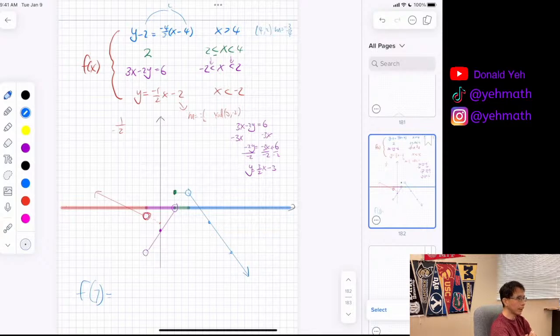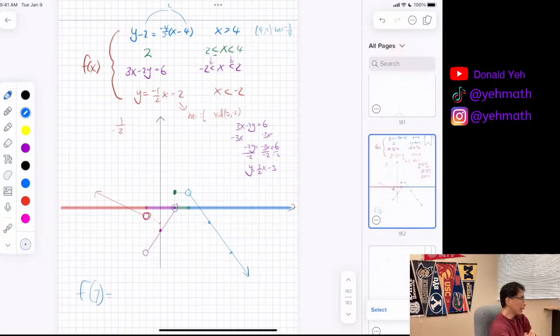Can anybody tell me what f(7) is? It's an integer, by the way. Yes, negative 2. How do you know? Because on the graph, x equals 7, the output is negative 2. Bennett, that's really good.